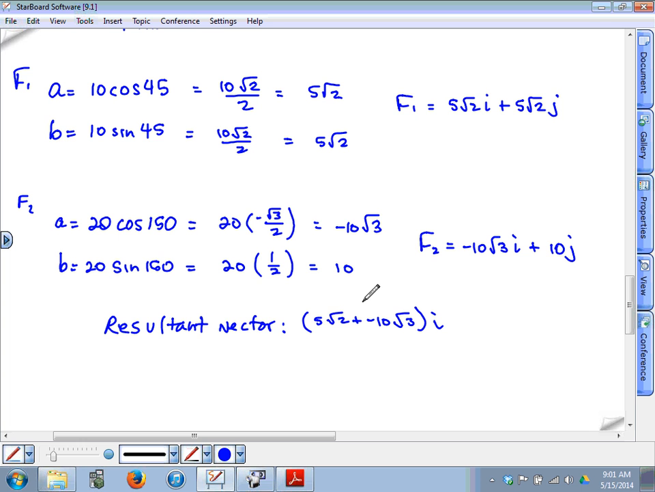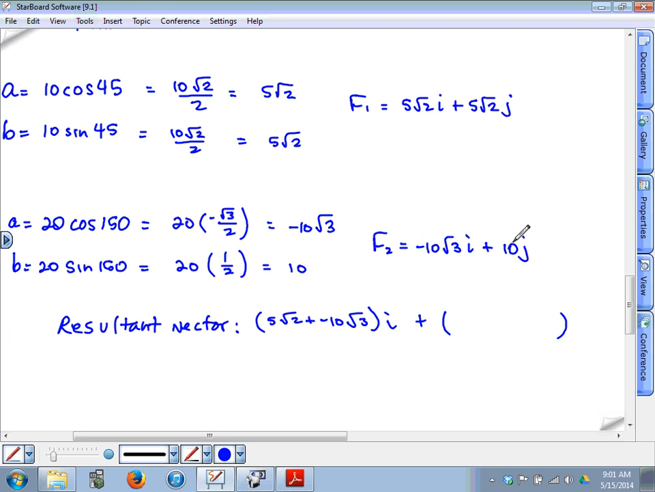Where did this come from, in case we're wondering? Adding the two horizontal components here. Now the vertical component, so that's plus. Now we do the same thing. Since they're kind of funky numbers, it's 5 root 2 plus 10, and that's going to be the j, or the vertical component.